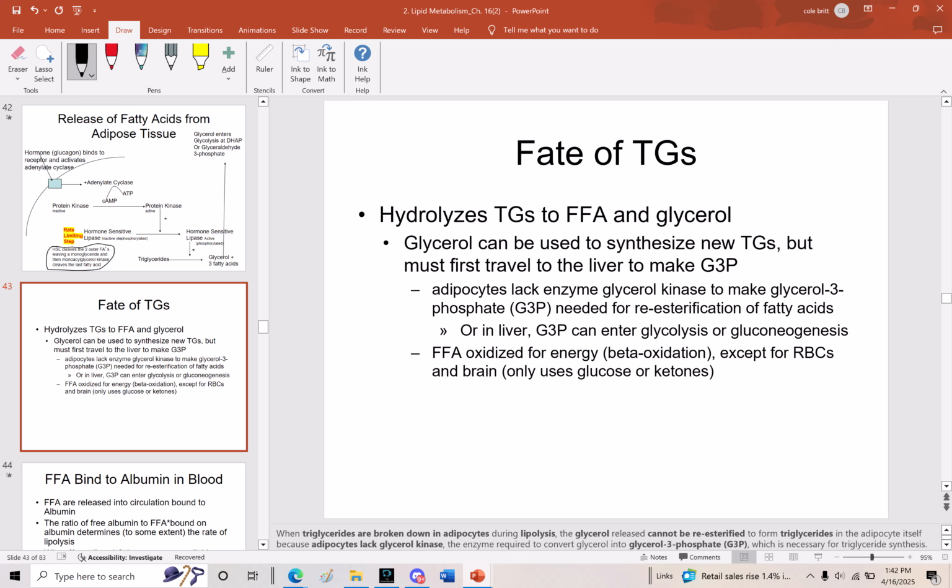Red blood cells don't use fatty acids. Why? Do you know that? Do you know why the red blood cells cannot use fatty acids for energy? They do not have mitochondria. And to do the Krebs cycle, the electron transport chain, all that stuff, you need mitochondria. And so red blood cells don't use it for that reason. So fatty acids can be oxidized for energy except for red blood cells and the brain.